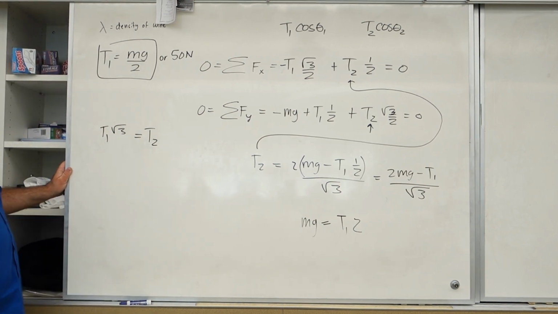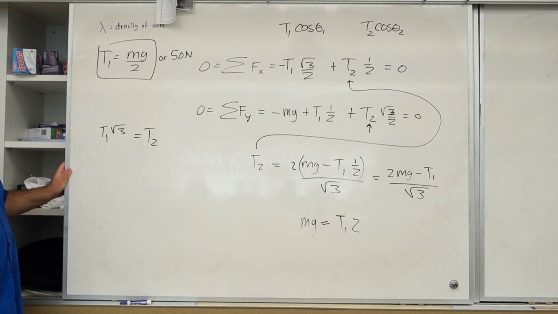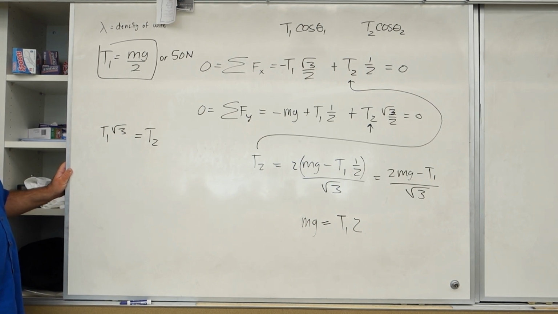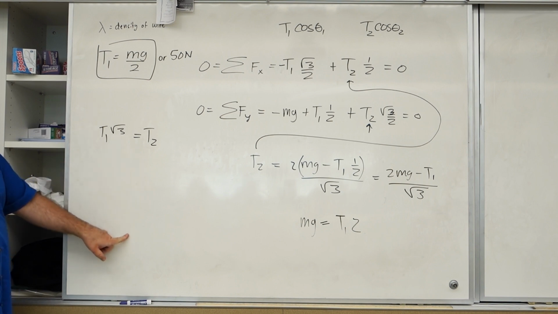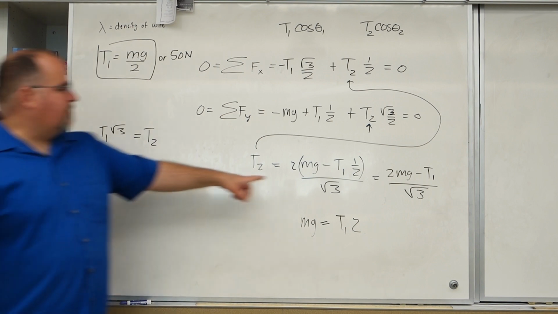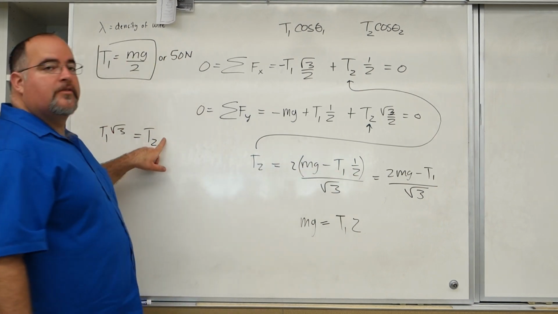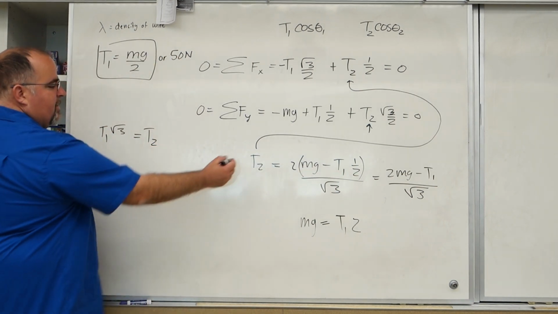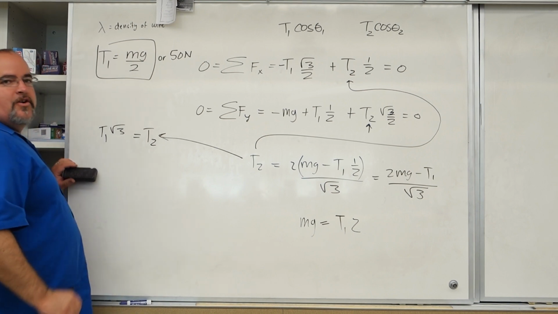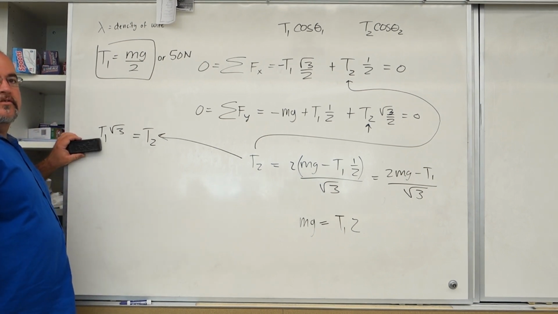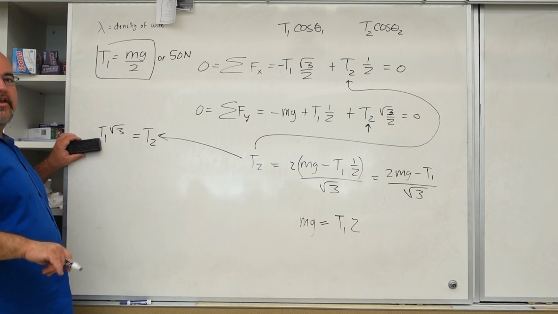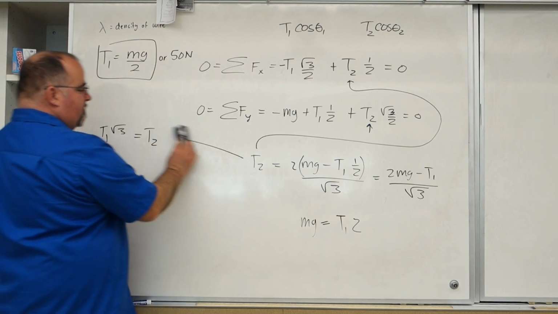What was the last thing you did there? Because I got lost after you found T2. You made T2 equal T1 times the square root of 3, and then what did you do? I substituted this in, the T2 that I solved for. This got subbed into here. And then I collected terms and factored out the T1. Okay?